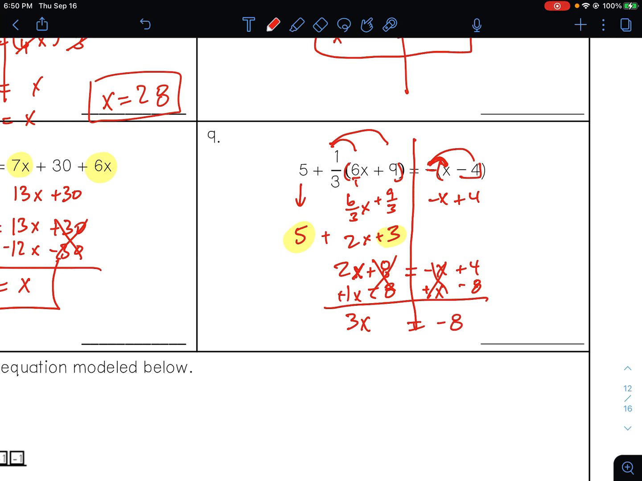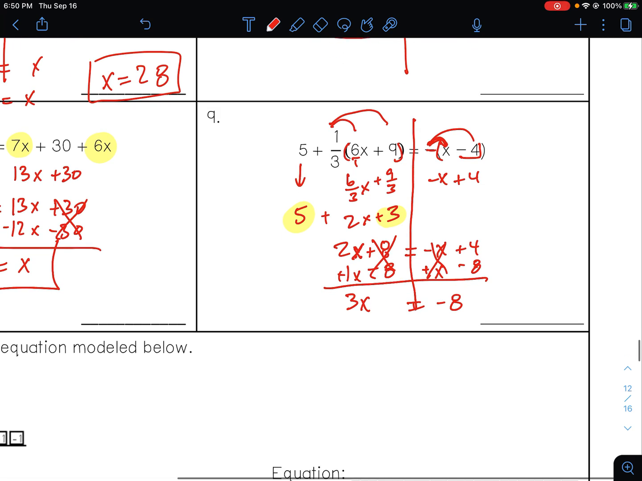And then, let's see. I believe that's it. Did I do this correctly? No, I did not. I know I did something wrong. 4 minus 8 is negative 4, not negative 8. I was like, there's something wrong looking with that.